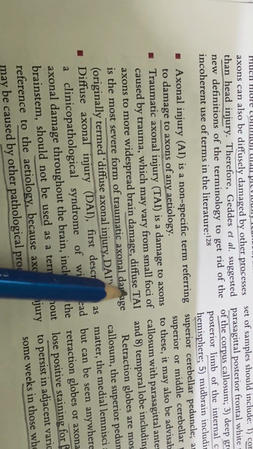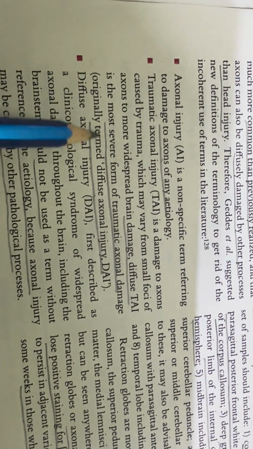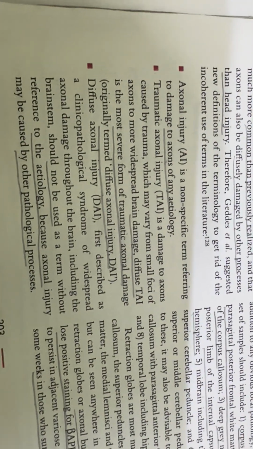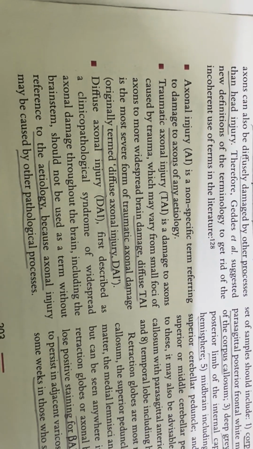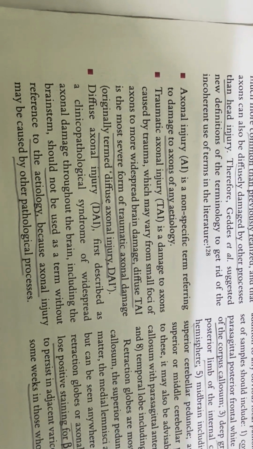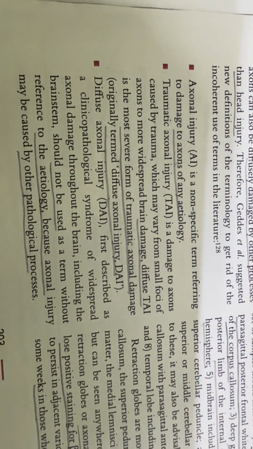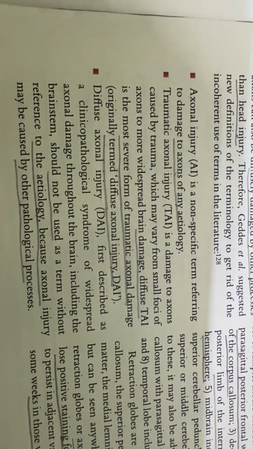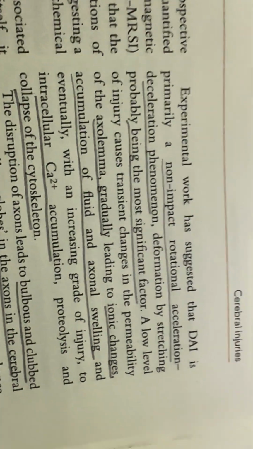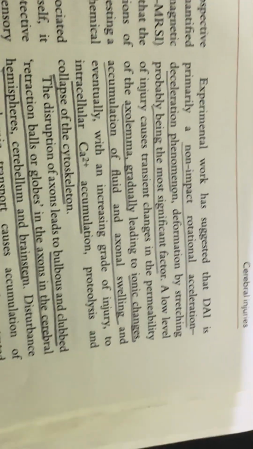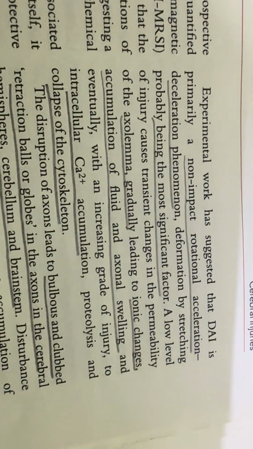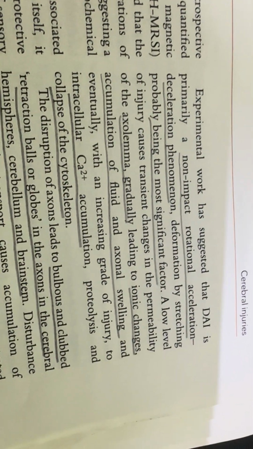more widespread brain damage. Diffuse traumatic axonal injury is the most severe form of traumatic axonal damage, originally termed diffuse axonal injury. Diffuse axonal injury, first described as a clinico-pathological syndrome of widespread axonal damage throughout the brain, including the brainstem, should not be used as a term without reference to the etiology, because axonal injury may be caused by other pathological processes also. Experimental work has suggested that diffuse axonal injury is primarily a non-impact rotational acceleration-deceleration phenomenon, deformation by stretching probably being the most significant factor.